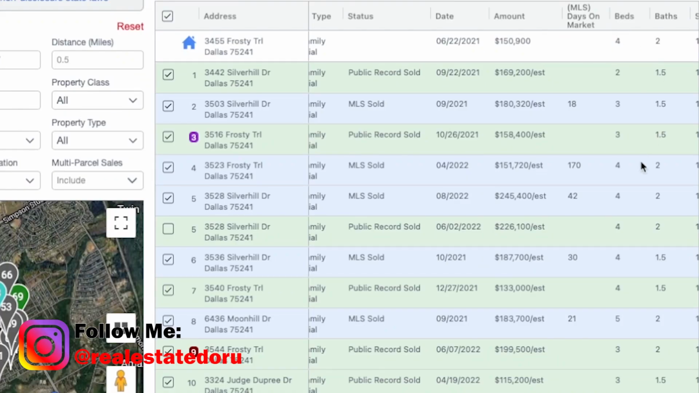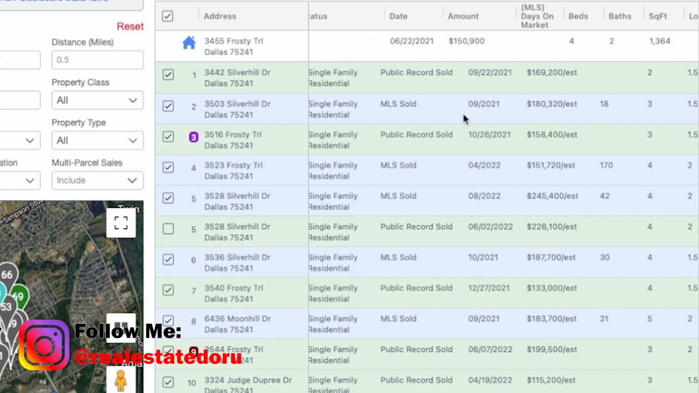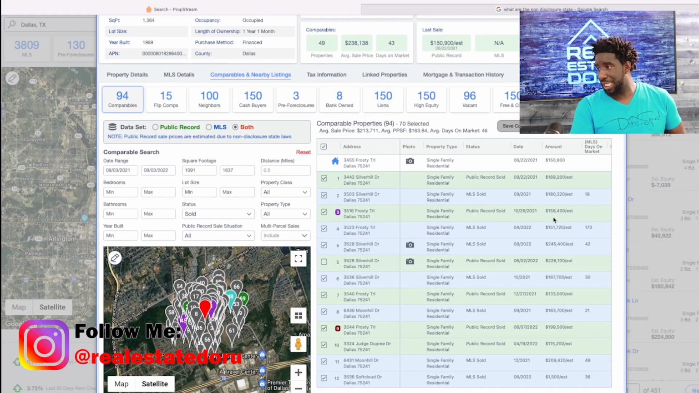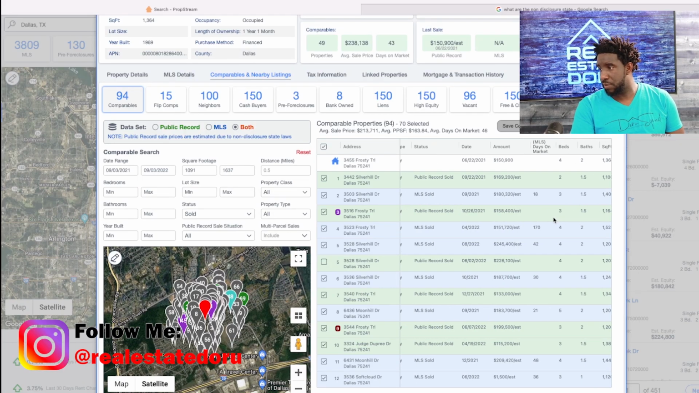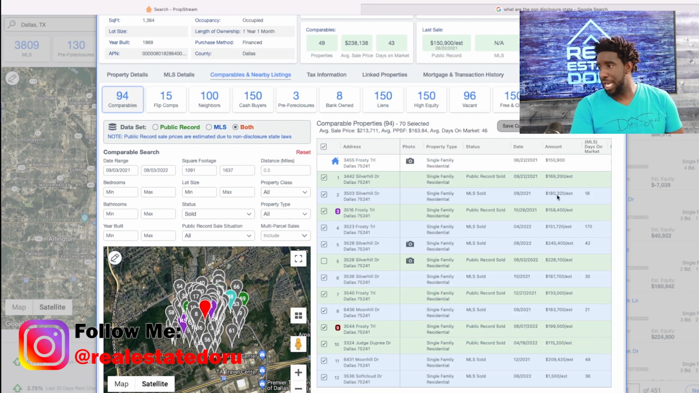We have a 4-bedroom, 2-bath, and 1,300 square feet. I'm going to show you exactly how you comp this. So let's see what else sold. First things first, I want you to look at the comps. It says estimate. PropStream gets their data off the MLS. However, they had to make an agreement with the MLS that they would not disclose the real price. So they had to mark it up.